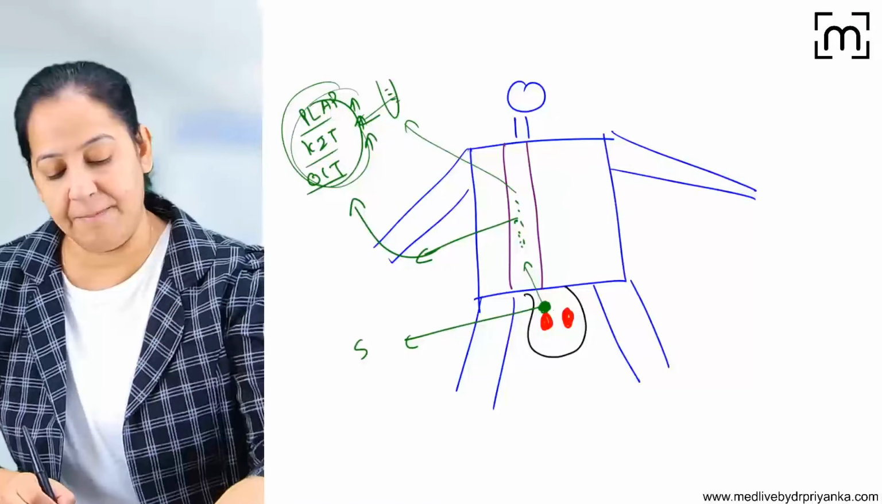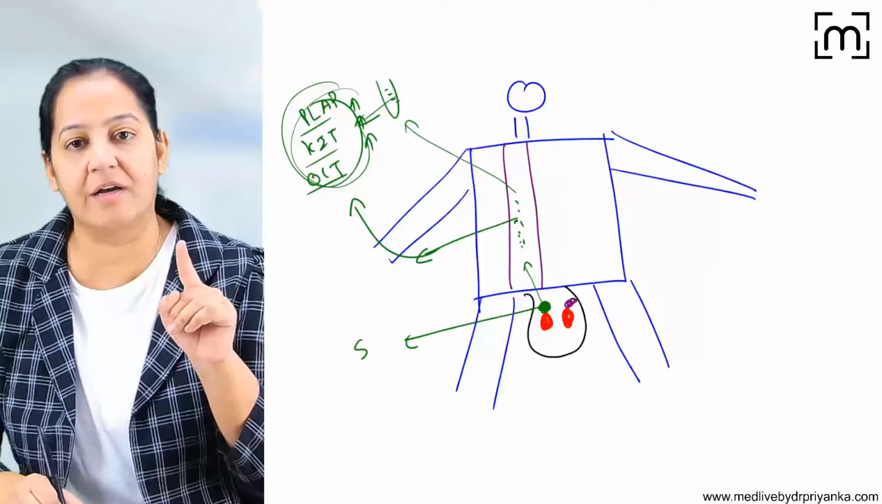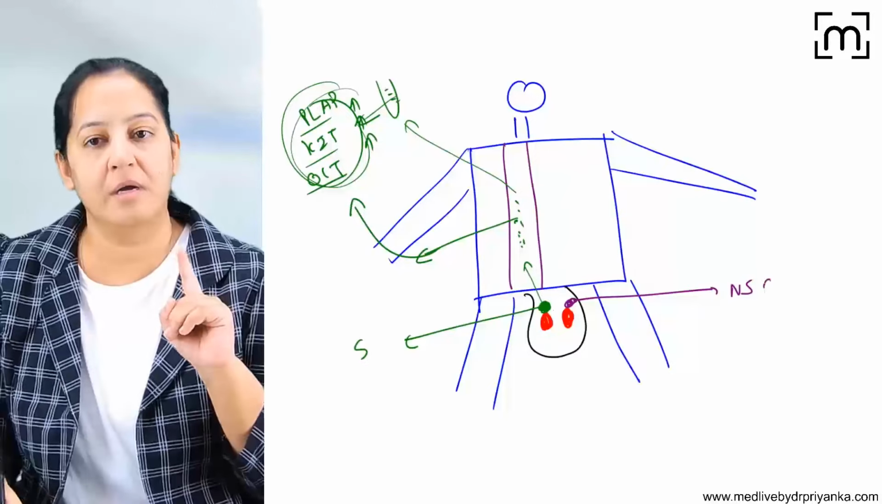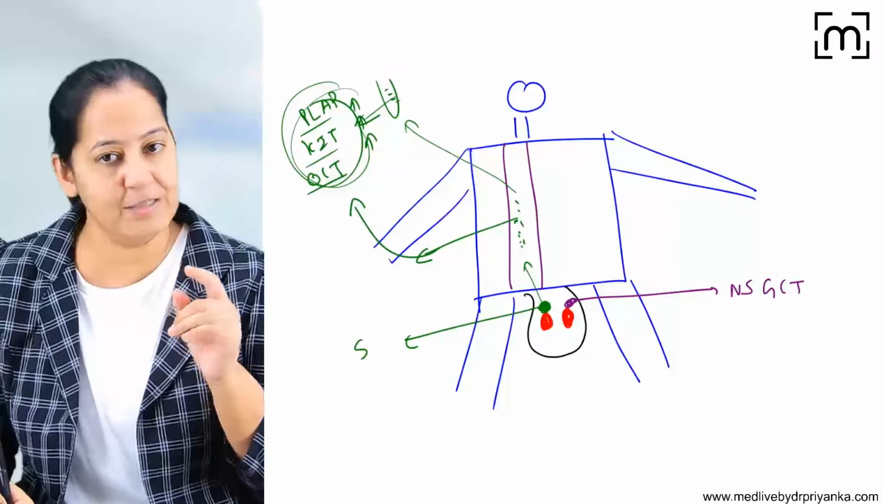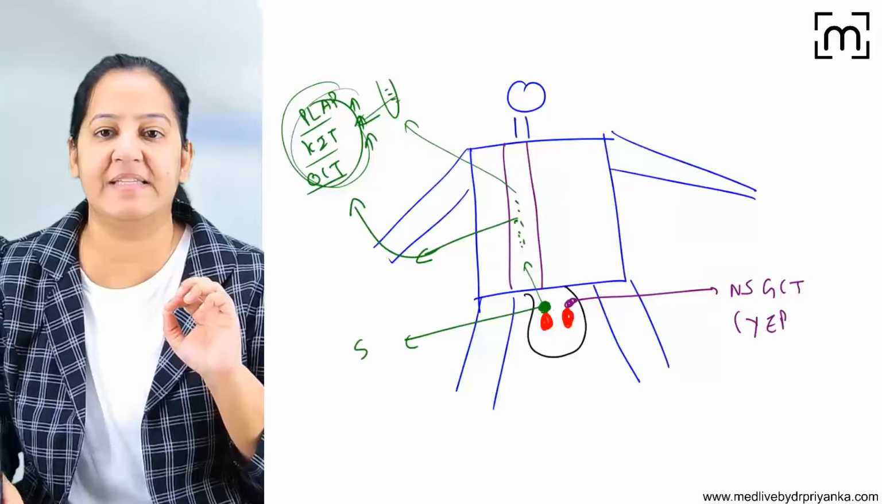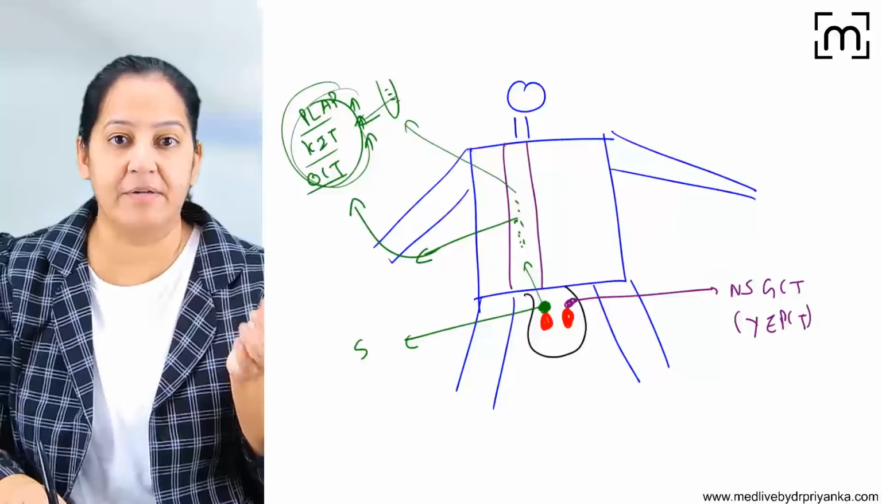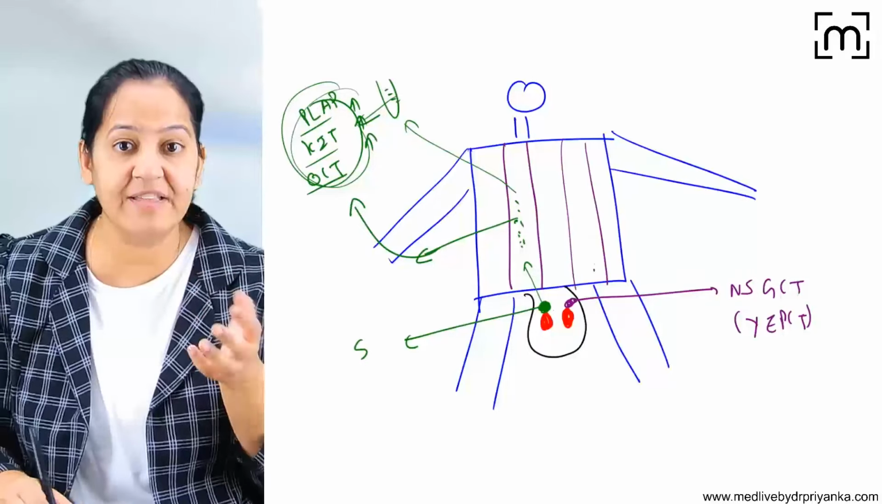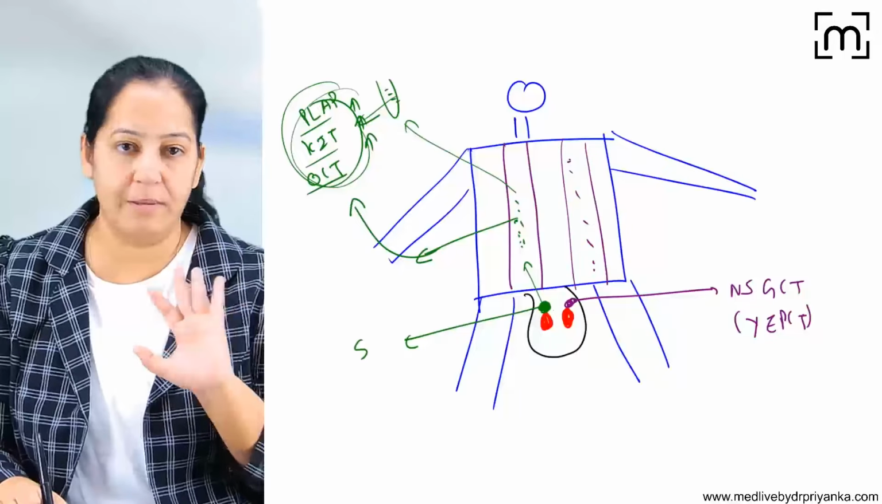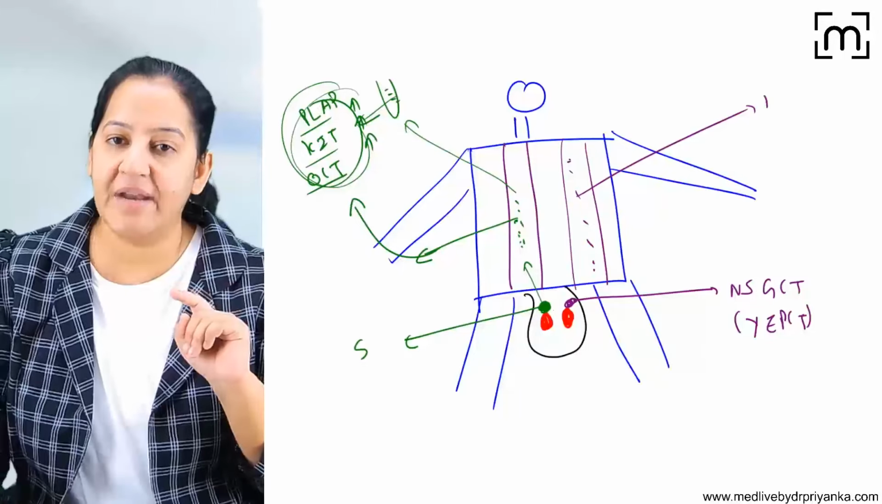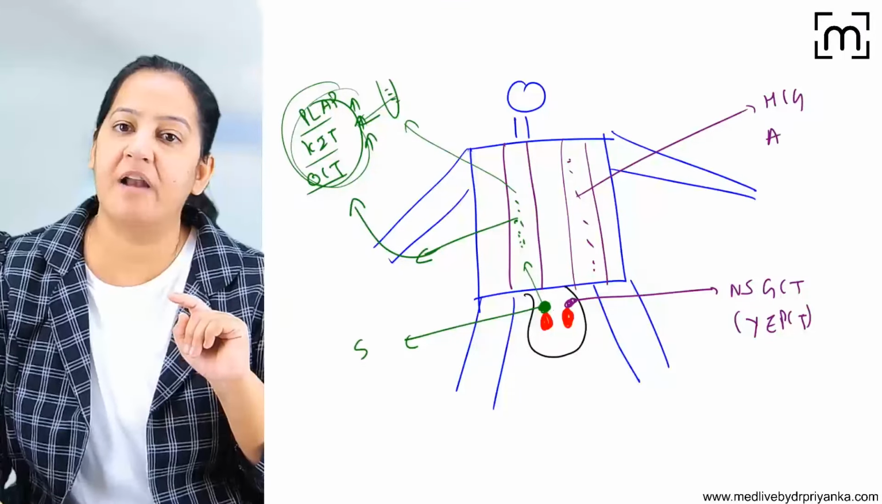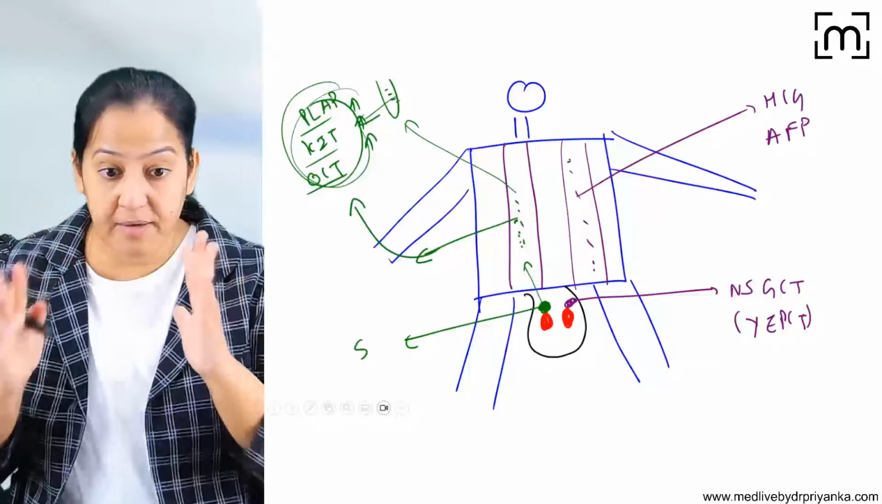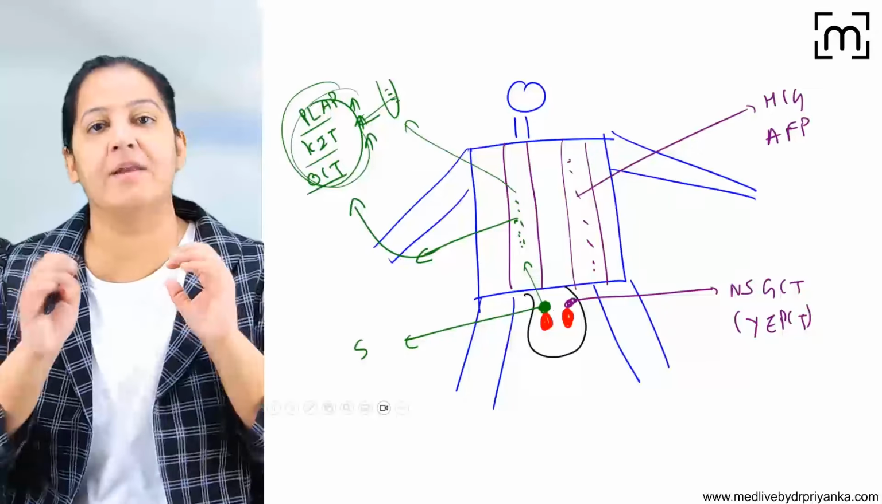But for example, this person has one of the other non-seminomatous germ cell tumors, that is one of the 5, YEPCT. So what do they secrete in the blood? This is the blood vessel. They don't secrete OCT, KIT and PLAB. They secrete HCG and alpha-fetoprotein in the blood. So tumor markers are different for the seminoma and the non-seminoma.